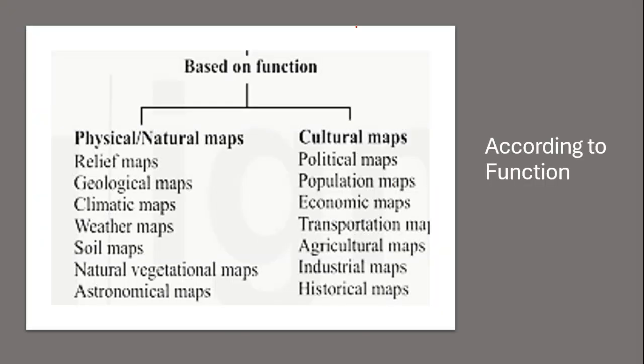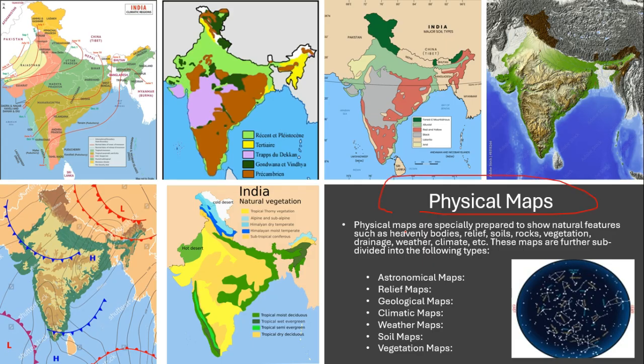Now we will learn about maps according to function. Based on function, there are two types of maps: physical natural maps and cultural maps. What is a physical map? Physical maps are specially prepared to show natural features such as heavenly bodies, relief, soil, rock, vegetation, drainage, weather, climate. Whenever any natural feature of Earth is represented on a map, that's known as a physical map.